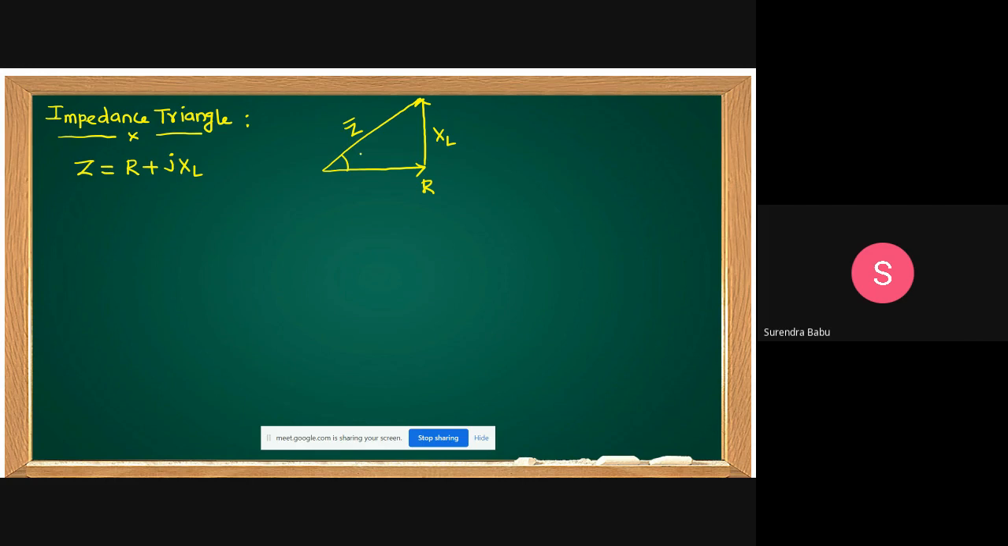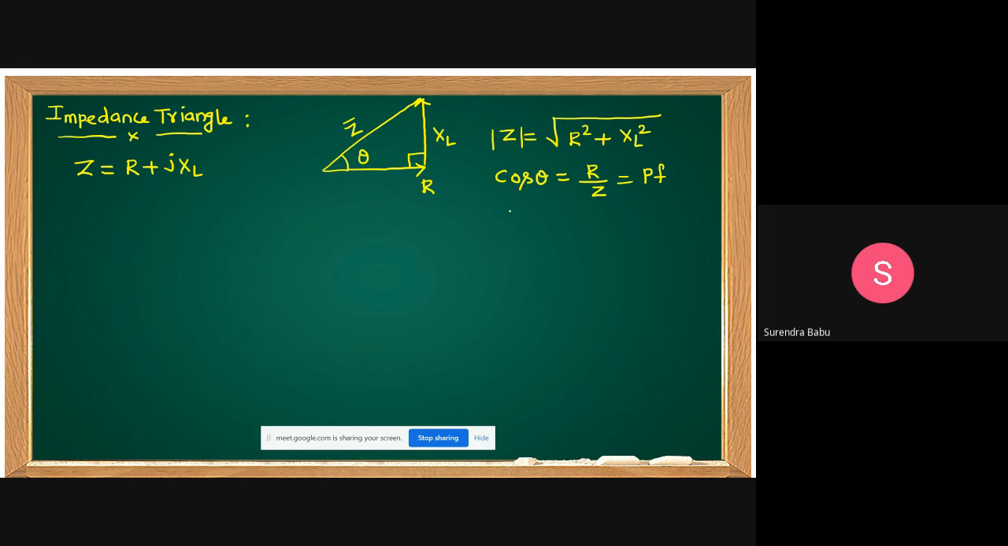Then what is this angle? Let's take it as theta. This is the 90 degrees. Okay, this is the impedance triangle. Then can you write what is the Z here? As a magnitude, square root of R square plus XL square. Come on, students. Then what is cos theta? R by Z. This is one more formula to define the power factor.